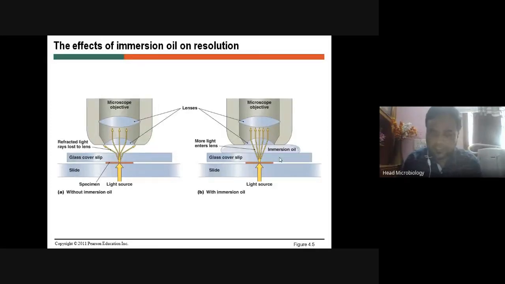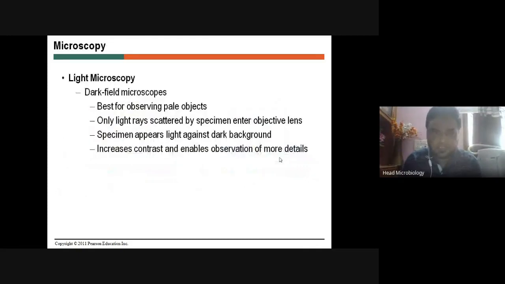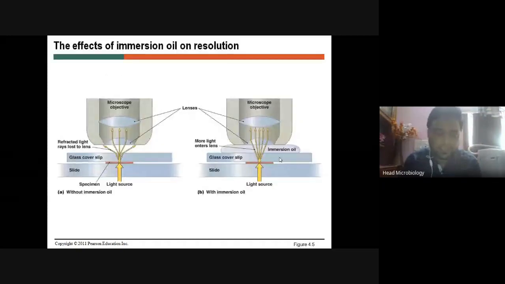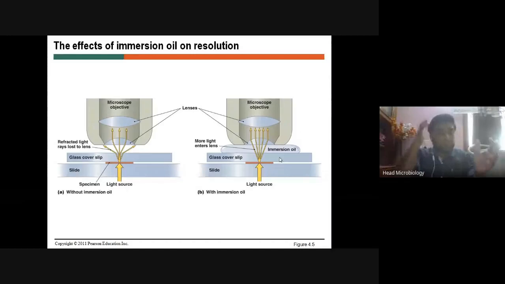Anyhow, in the next class, I will explain this again. Because if you are very good at microscopy, staining and sterilization in the first semester, that is quite enough. So this is a very important concept. I'll explain it once again.